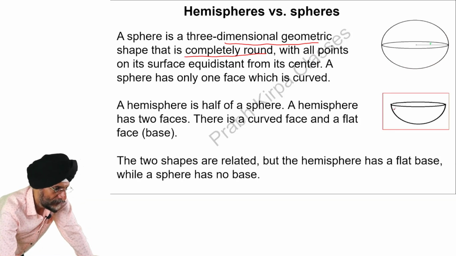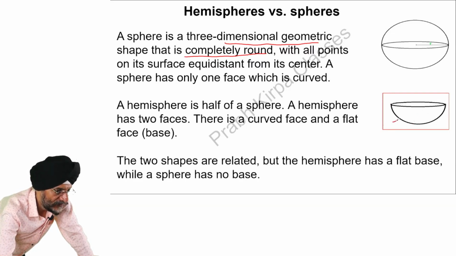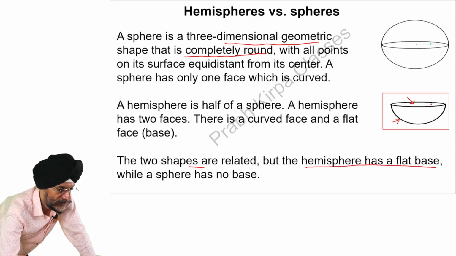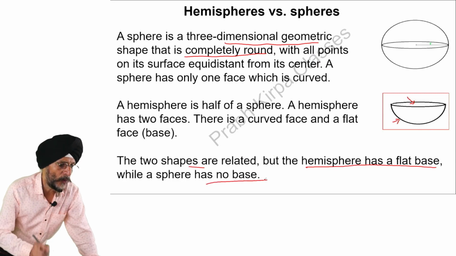Whereas a hemisphere, which is half of a sphere, has two faces. One is curved face, this is curved face, and this is flat base. The two shapes, that is sphere and hemisphere, are related, but the hemisphere has a flat base. You can see here that it is a flat base, while a sphere has no base.